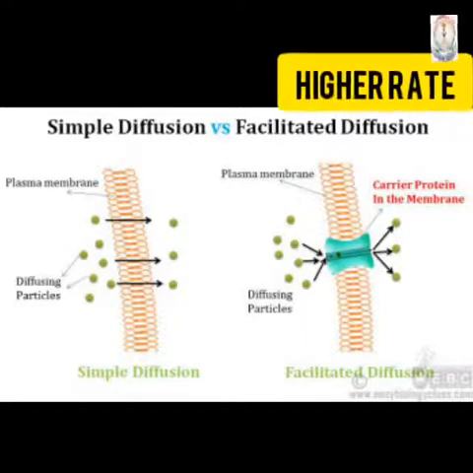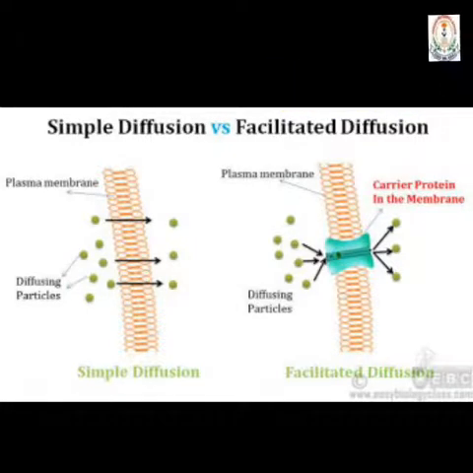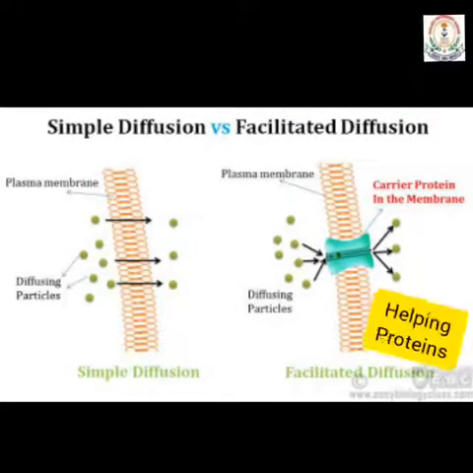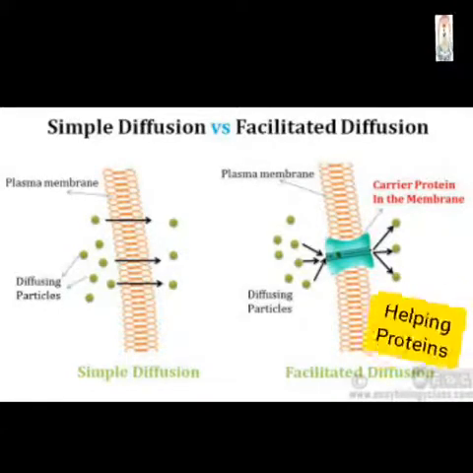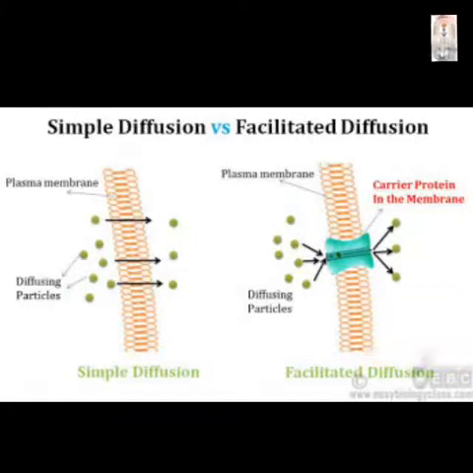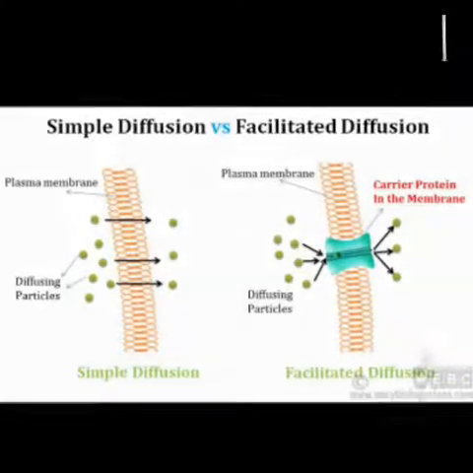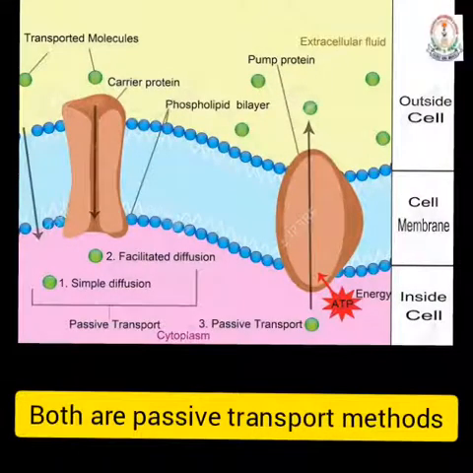So in this diagram you can see the facilitated diffusion that is carried out by the helping proteins, and they are helping in the process of diffusion, and it increases the rate of diffusion as well. Same like simple diffusion, facilitated diffusion is also a passive transport method.